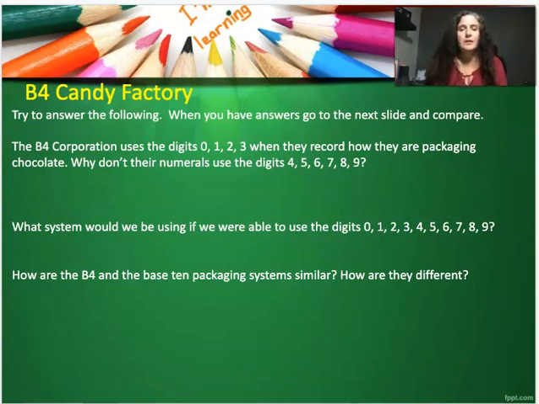So let's answer these following questions. The B4 Corporation uses the digits 0, 1, 2, 3 when they record how they're packaging chocolates. Why don't they use the digits 4, 5, 6, 7, 8, 9? Think of that base 4. What system would we be using if we were using 0, 1, 2, 3, 4, 5, 6, 7, 8, and 9? Think about that. And then how are B4 and base 10 packaging systems similar? And then how are they different? This is a great time to pause, really reflect on what we've gone through so far in these slides before you move on.